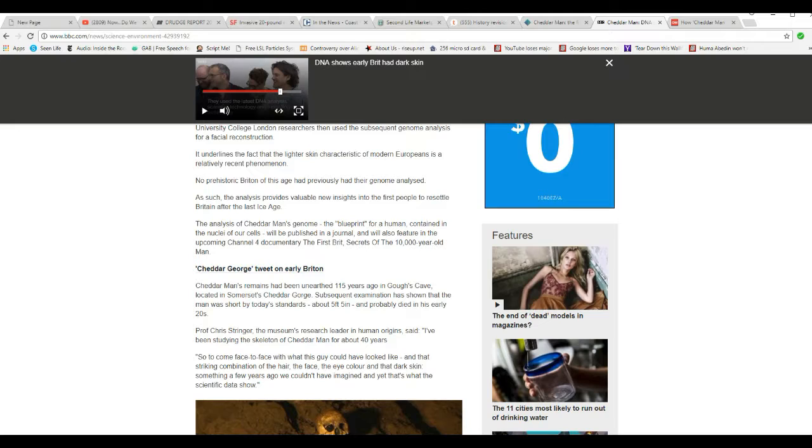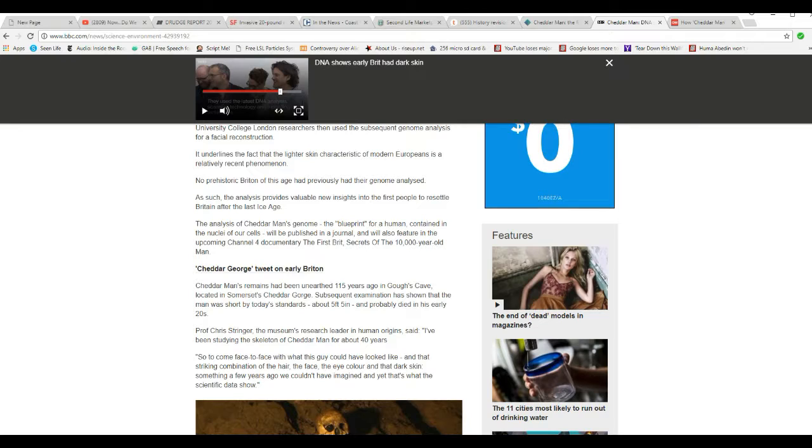Analysis of Cheddar Man's genome, the blueprint for a human contained in the nuclei of our cells, will be published in a journal and will also feature in an upcoming Channel 4 documentary, First Brit: Secrets of the 10,000-Year-Old Man. Cheddar Cheese Man's remains had been unearthed 115 years ago in Gough's Cave, located in Somerset's Cheddar Gorge. Subsequent examination showed that the man was short by today's standards, about 5'5", and probably died in his early 20s.